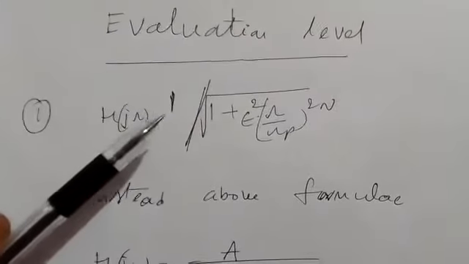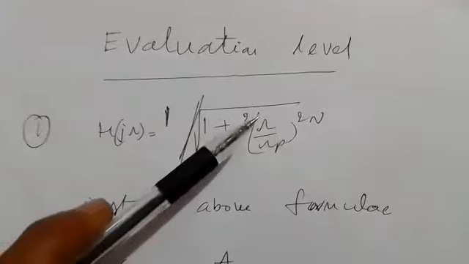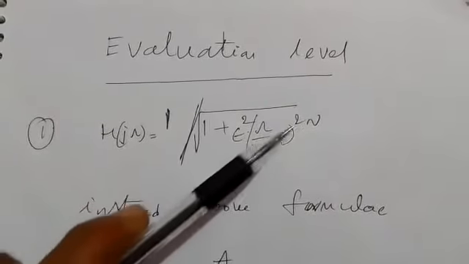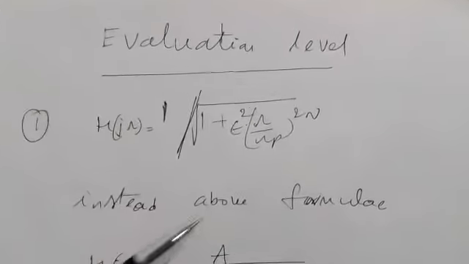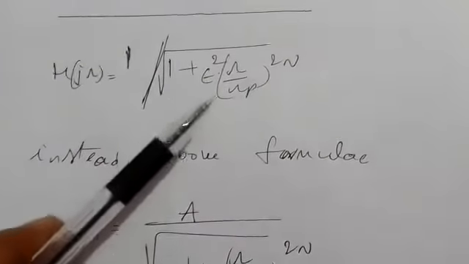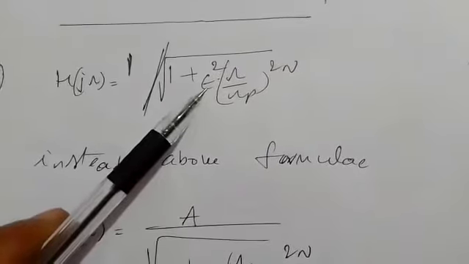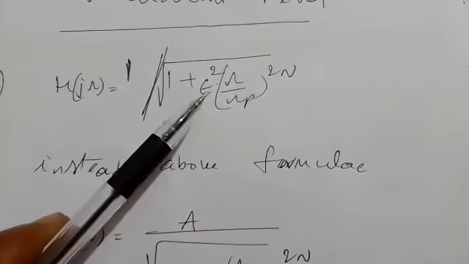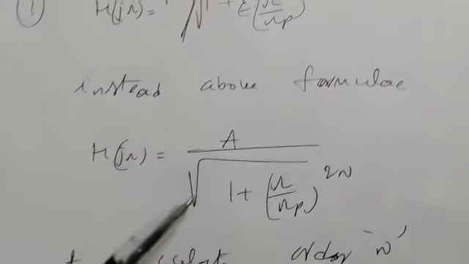Already in the first point, h of j omega is equal to 1 by root over 1 plus epsilon square (omega by omega p) whole power 2n. This is the formula. Instead of the above formula, we can write, since we already introduced this epsilon value in the denominator, why can't we introduce a constant factor or variable factor in the numerator? Based on this, h of j omega is equal to a by root over 1 plus (omega by omega p) whole power 2n.